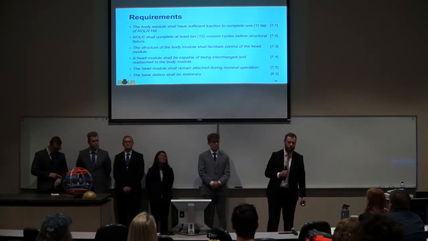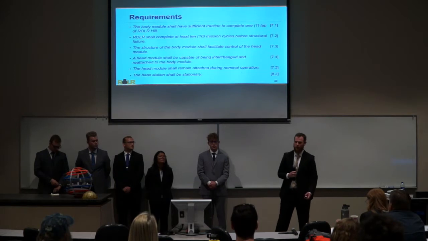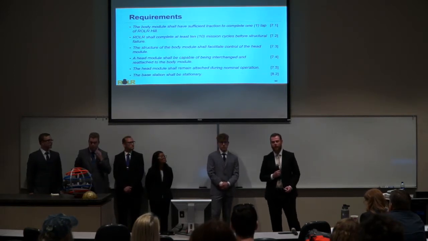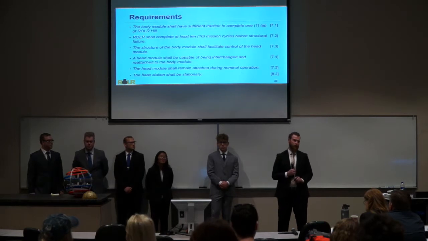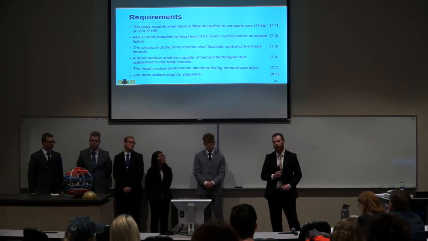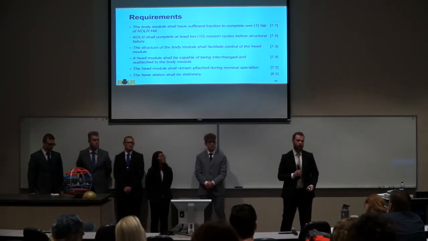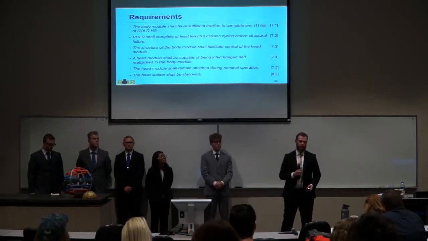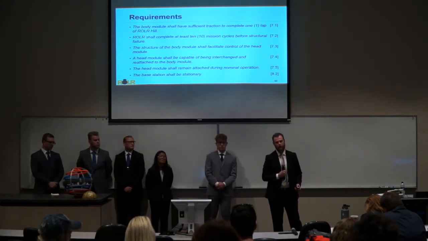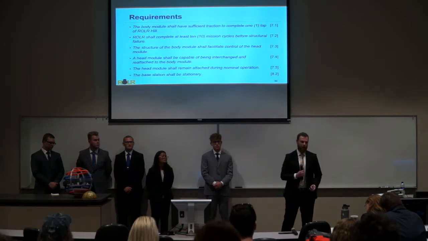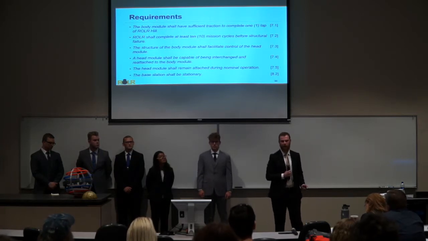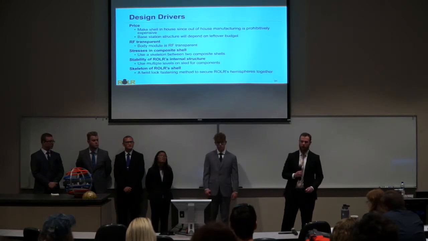The structure system needs to be able to have enough traction on the shell to make it rollable. It also needs to be durable enough to withstand 10 mission cycles. The internal structure of the body module needs to be able to facilitate the head module control, which Braxton covered earlier with the servos. We need to have the head module stick to the body module, and we also need to be able to pull it off to satisfy our secondary objective of having a modular payload head. And then the base station needs to stay where it is so that way we know where it is when we come back. Some design drivers are price.